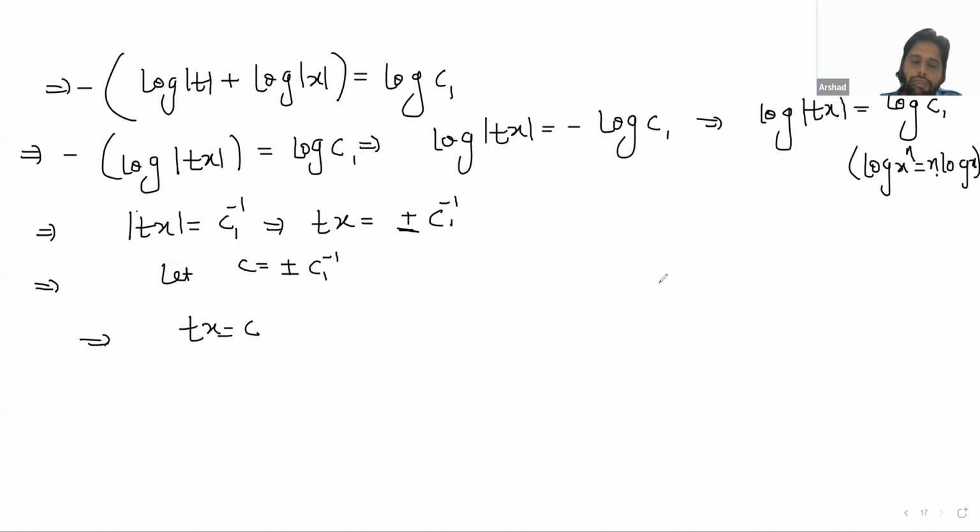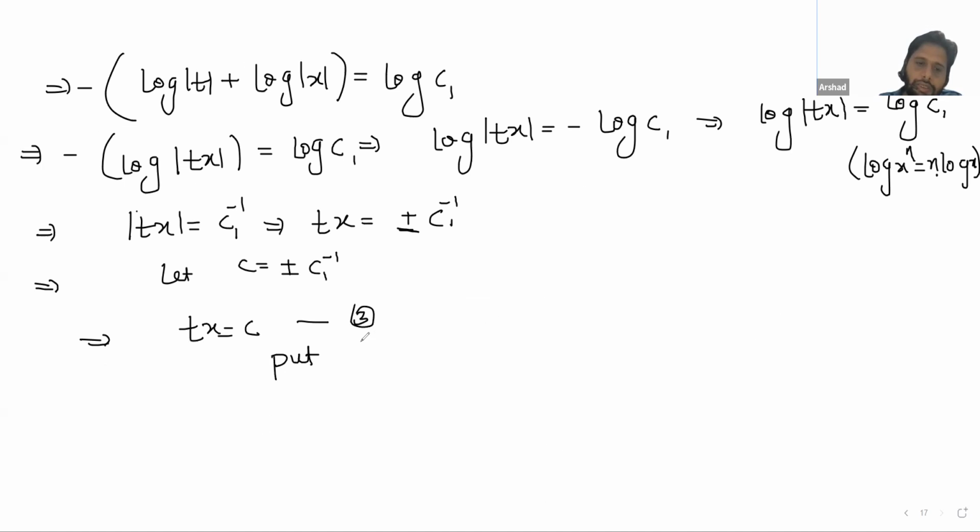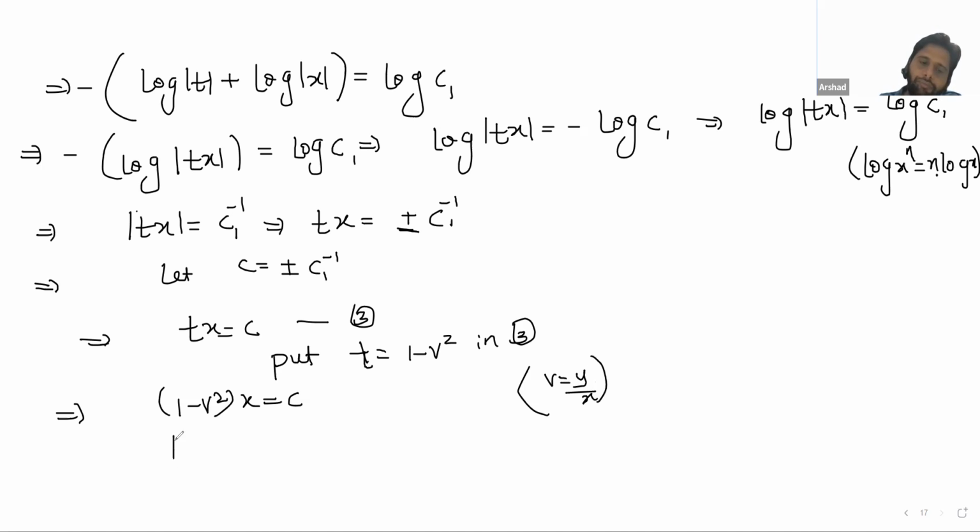And what was T? Let this be third. In place of T, put this value. What was the value? What we have taken: 1 minus V squared. Put T is equal to 1 minus V squared in third. So what we get? 1 minus V squared, X is equal to C. Now, what is V? Y is equal to Vx, so V is equal to Y by X. So put this value here. Put V is equal to Y by X. Let this be fourth, in fourth.